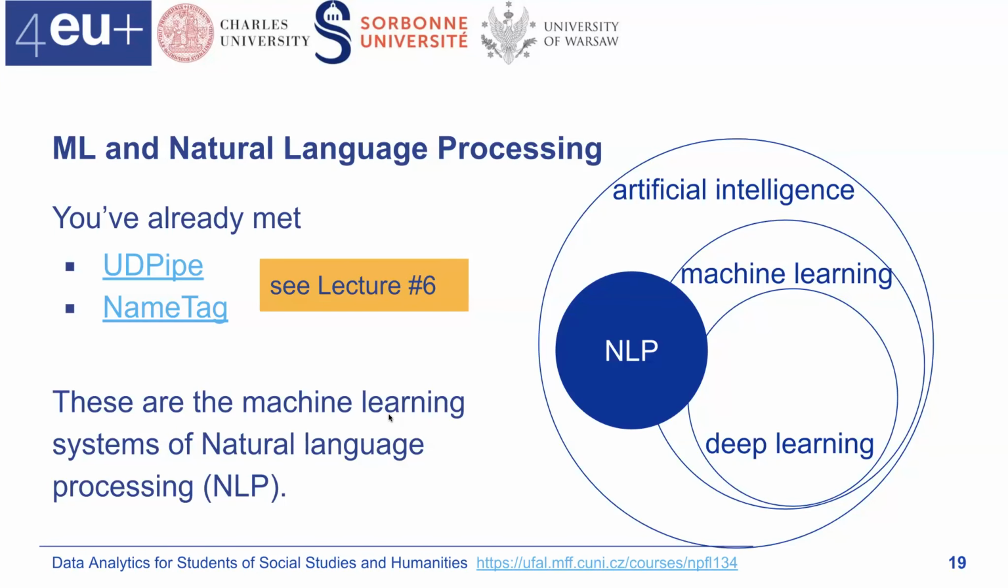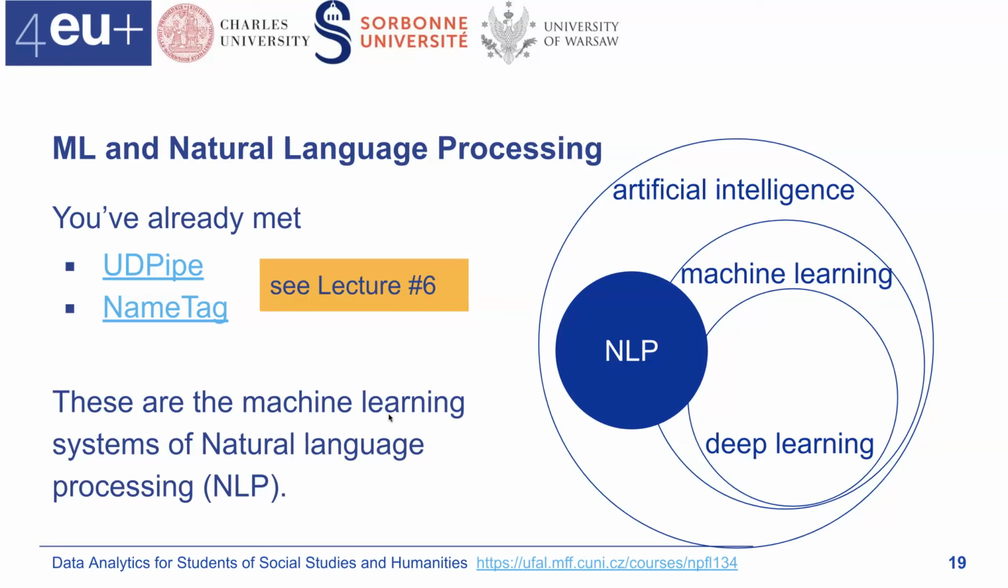Okay, and so this is the relation of artificial intelligence, machine learning, and deep learning. And I also want to stop by the field of natural language processing. You already met the systems of UDPipe and NameTag.